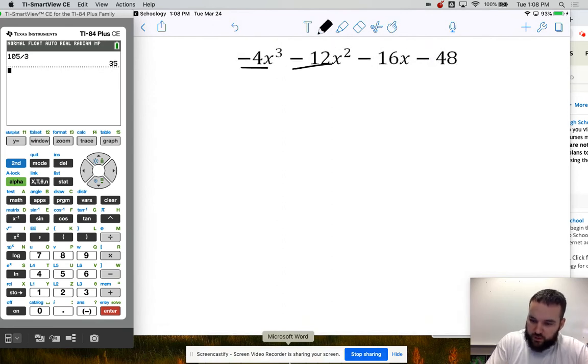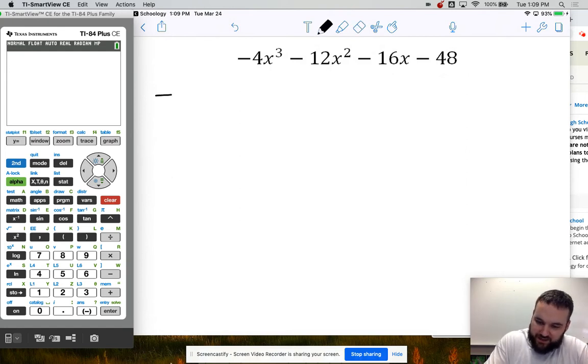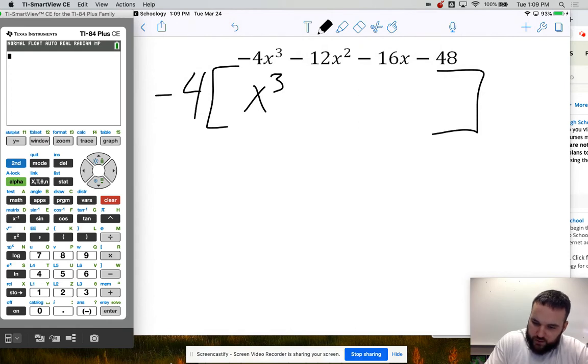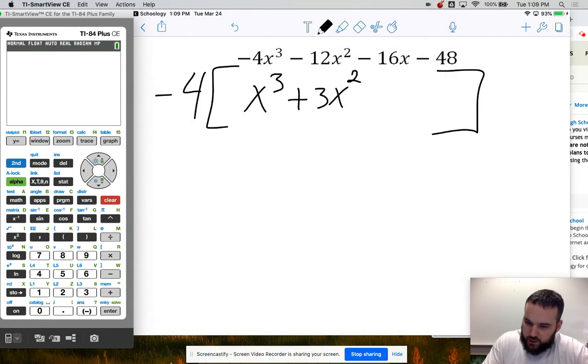So I see 4, 12, 16, and 48. I know for sure 4 goes into 12, and I know for sure 4 goes into 16. Double checking 48, and 48 does work. Because I have a negative 4 in front, I am going to take a negative 4 out as my GCF. So if I divide everything by negative 4, I have x to the third plus 3x squared now, because negative 12 divided by negative 4 gives me positive 3. Instead of minus 16x, I have plus 4x, and instead of minus 48, I have plus 12.